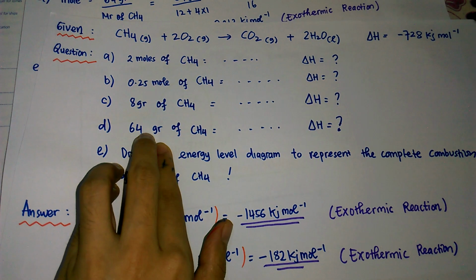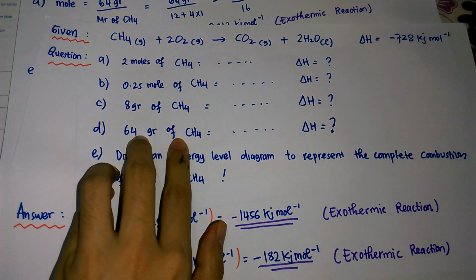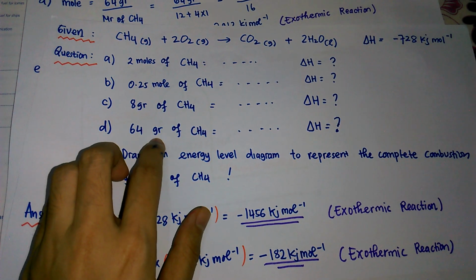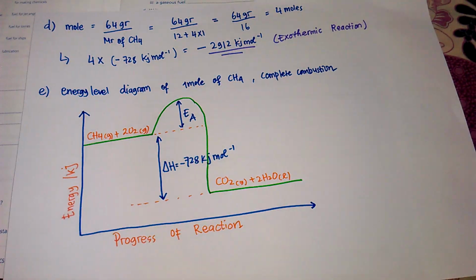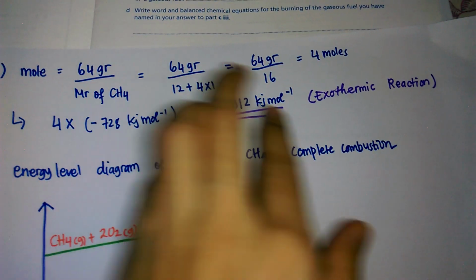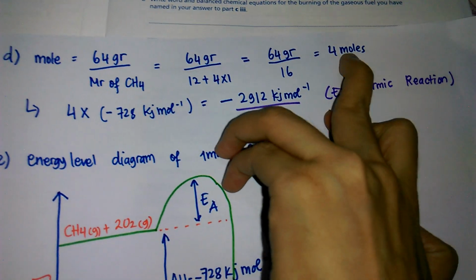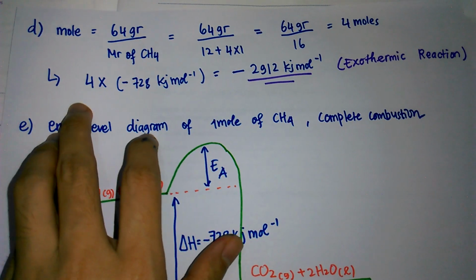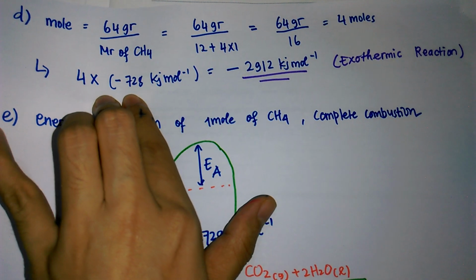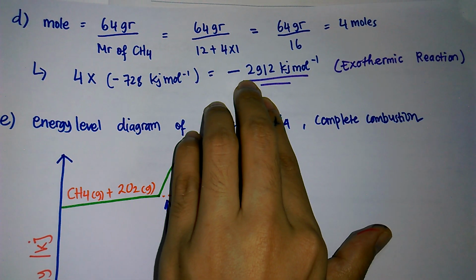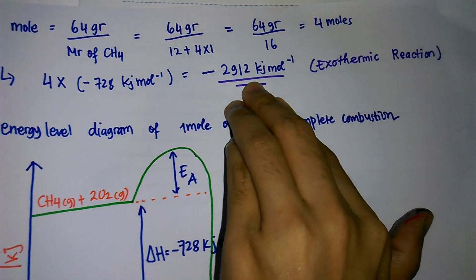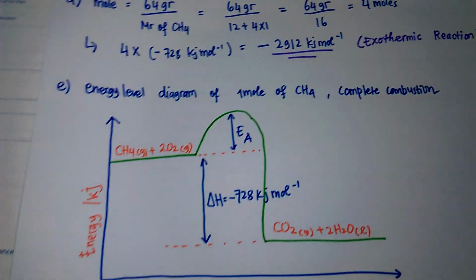Next, how about if we have 64 gram of methane? How much energy do we release? The same thing, you need to convert this 64 gram into how many moles. Okay, 64 gram over the relative molecular mass of methane, which is 16, so we get 4 moles. Just multiply 4 moles by minus 728 kilojoule per mole, so we get negative 2,912 kilojoule per mole, and this is an exothermic reaction.